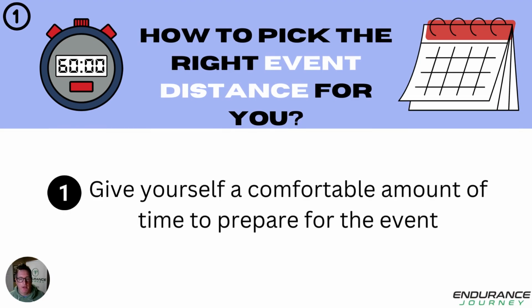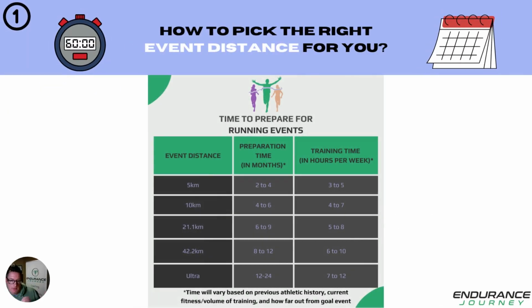Right, so once we've done the time audit, we want to make sure we give ourselves a comfortable amount of time to prepare for the event based on our available time to train. So we take our available time to train, and then we start considering what events would work or fit into our available time to train. So this is an example of running events. On the left column here, we have the event distance. So we have the different traditional running distance events here on the left side. In the middle column, we have preparation time in months. So you see as the distance of the event gets longer, obviously the preparation time gets longer.